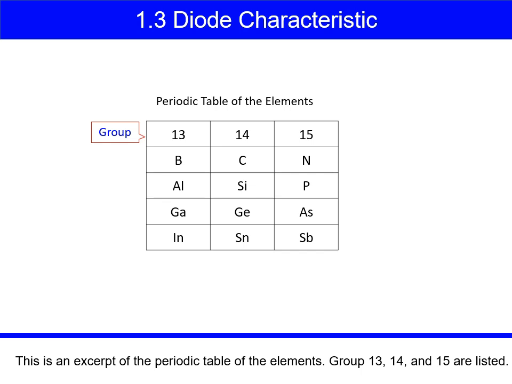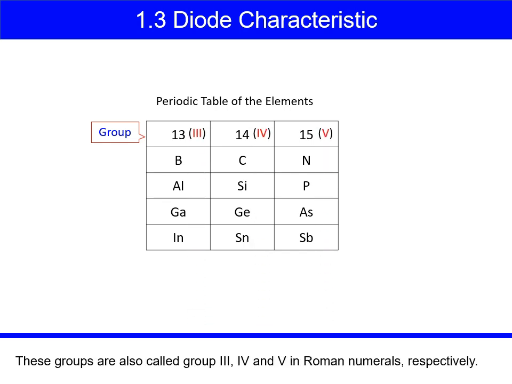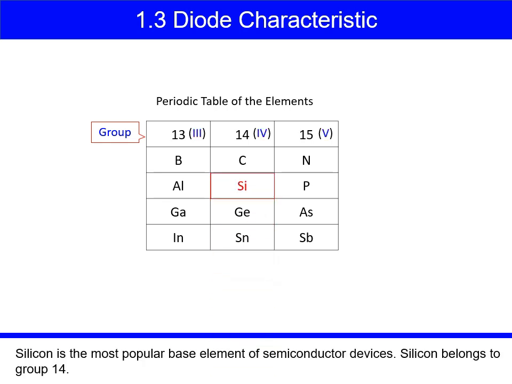This is an excerpt of the periodic table of the elements. Group 13, 14, and 15 are listed. These groups are also called group 3, 4, and 5 in Roman numerals respectively. Silicon is the most popular base element of semiconductor devices. Silicon belongs to group 14.